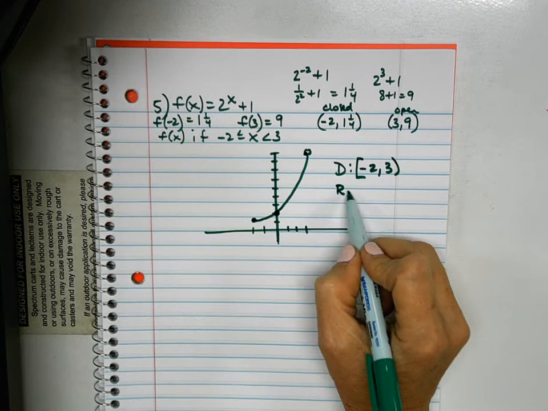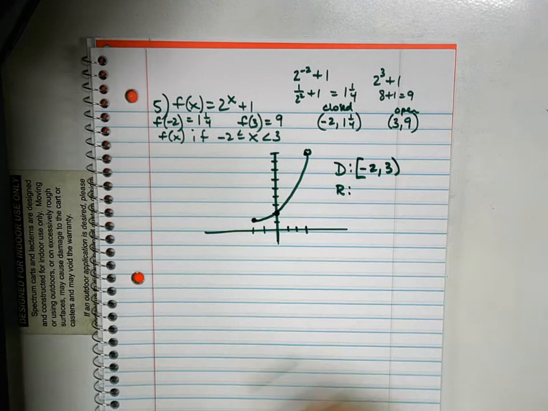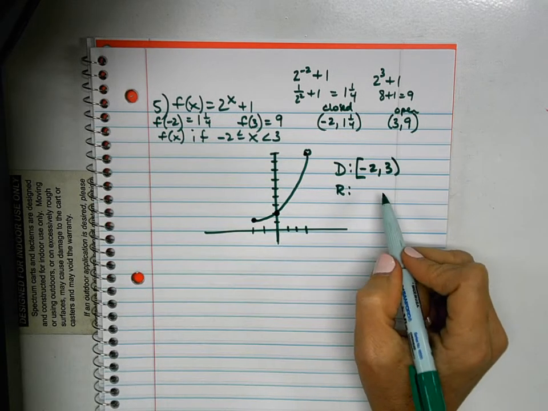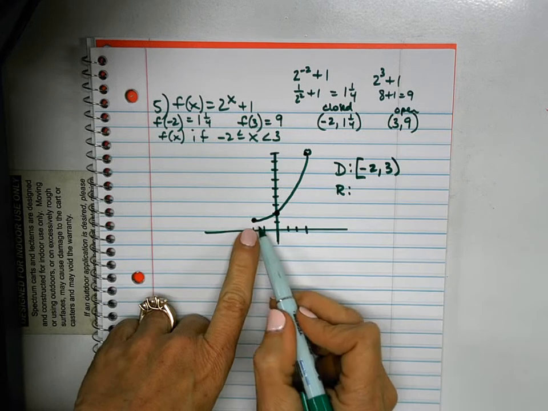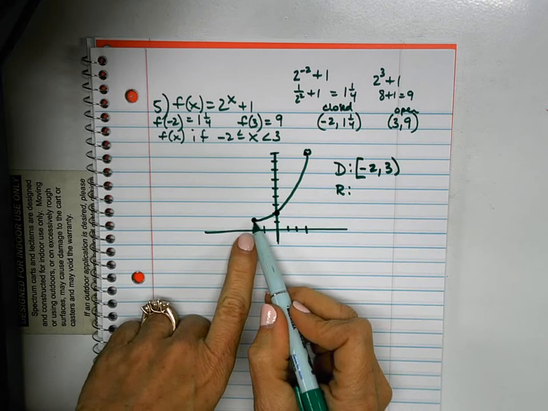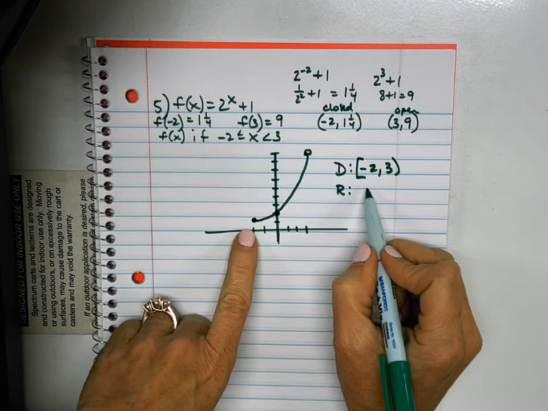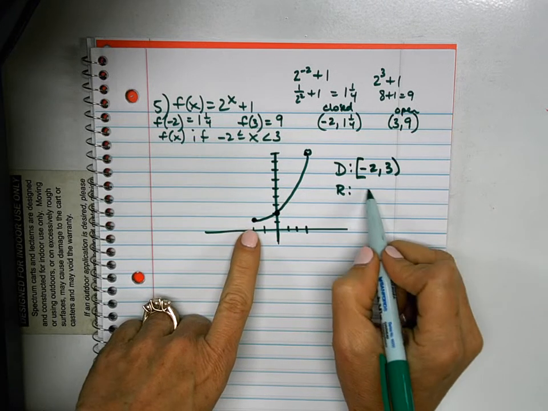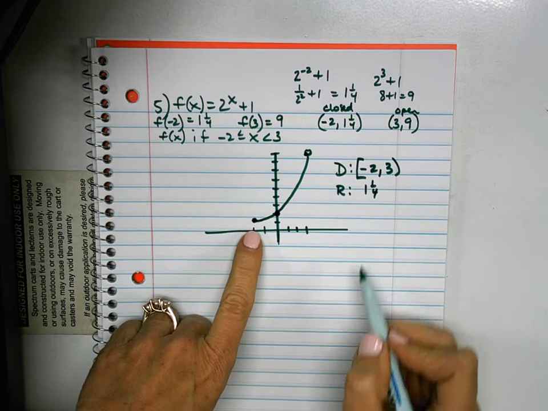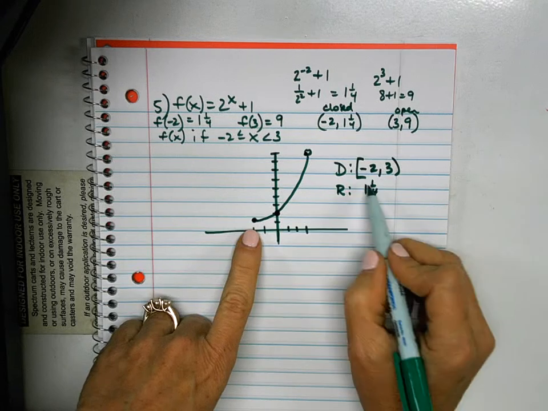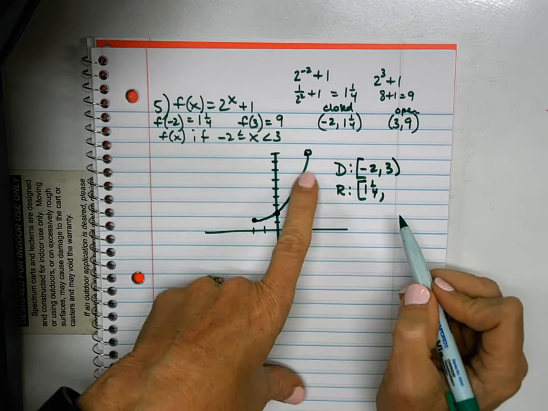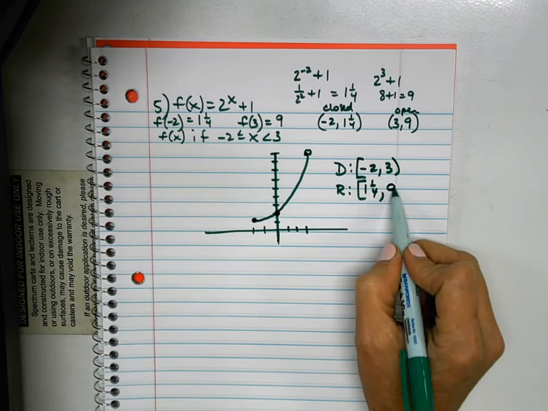Melanie, can you help me with the range? I put 1. Because actually, where was this? What was this y value here? 1 1/4, right? Do you want to write it as 1.25 now, or do you want to leave it as 1 1/4? Doesn't matter. I'll just leave it as 1 1/4. Did it hit that? Yes. Okay, so bracket, and then my highest y is up here. What was that? 9. With the parentheses, yeah.